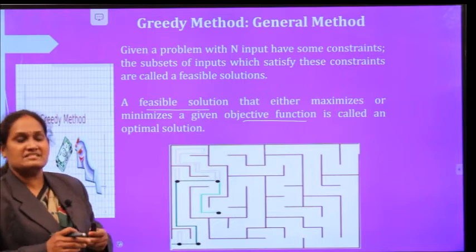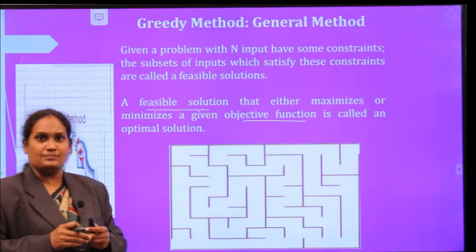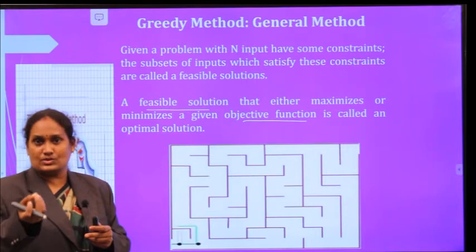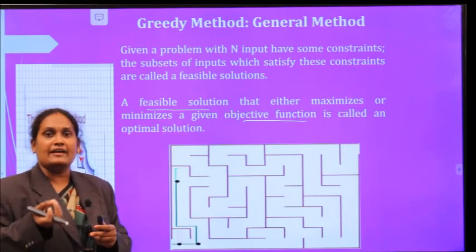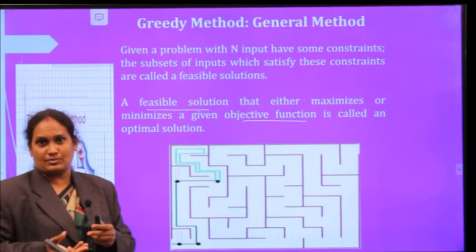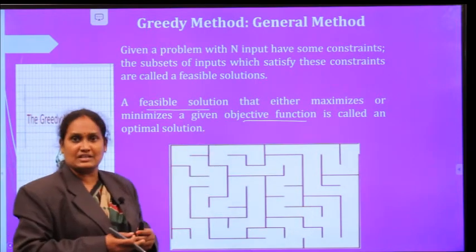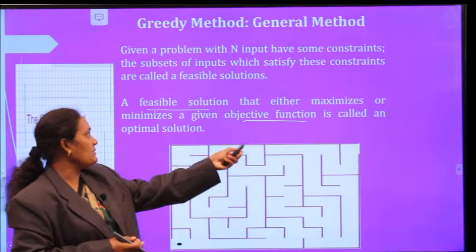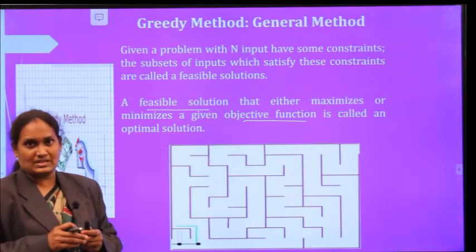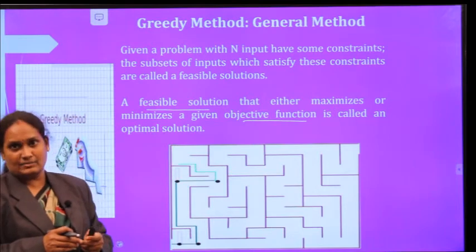Here the greedy method is used to solve optimization problems. What are optimization problems? The problems which return an optimal value as a solution are called optimization problems. Every optimization problem has an objective function. The feasible solution which either minimizes or maximizes the objective function is called an optimal solution. For finding this optimal solution we are going to use the greedy method.